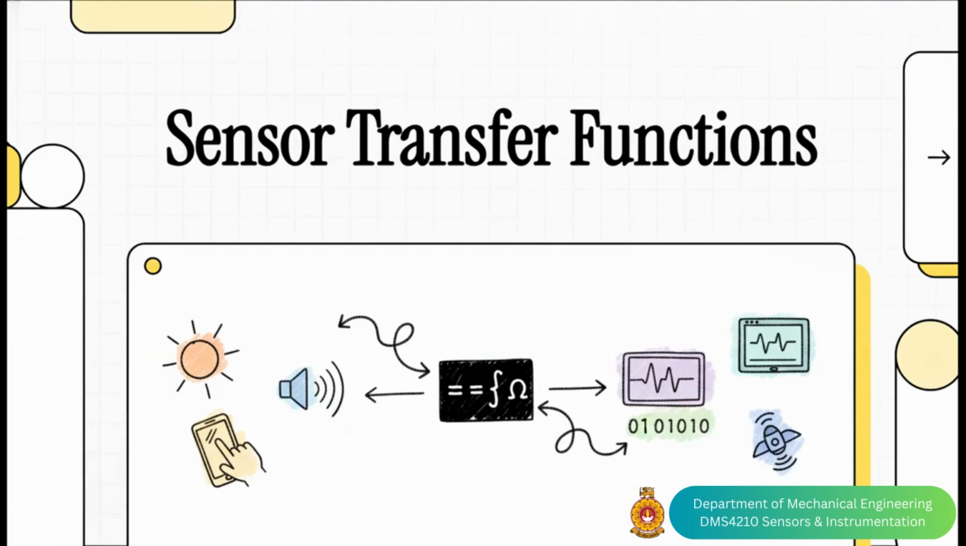Have you ever stopped and wondered how all the tech around us just knows what's going on? Well, it turns out there's this secret mathematical language that translates the real world into signals our devices can actually understand. It's in everything from your phone to a space probe. And today, we are going to crack the code.